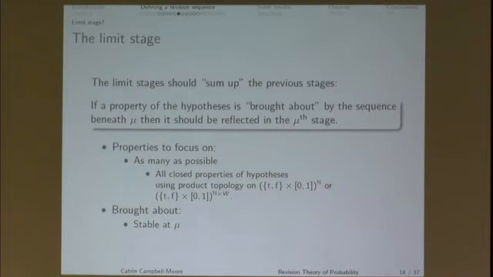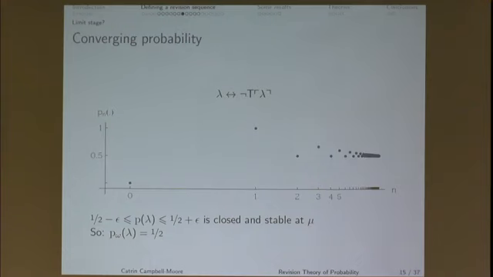Depending on which version you're using, the hypothesis space will be different, but I'm just using the product topology here. And brought about, for now, we're considering stable again. I will actually be considering nearly stable, but that's a discussion for a few slides later. So let's consider this more. What does this proposal get us?